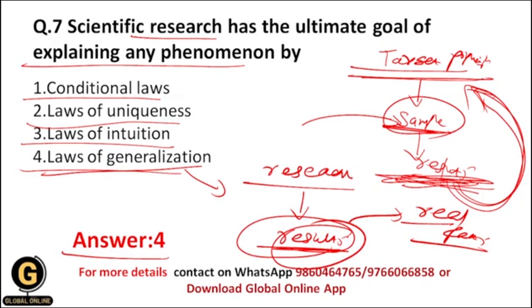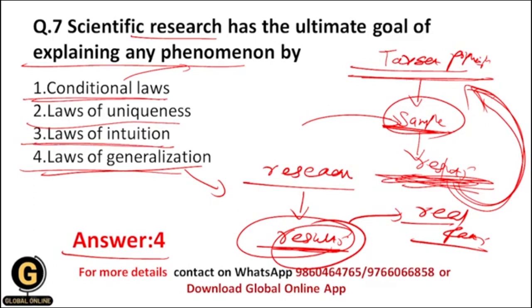So basically what are the conditional laws? Conditional laws are nothing but the laws which fulfill the proper conditions. For example, some research studies require some kind of conditions. So when we fulfill those conditions, then only our results will be valid. Okay, if the conditions are not there, then obviously the results will be invalid. So these are the conditional laws.